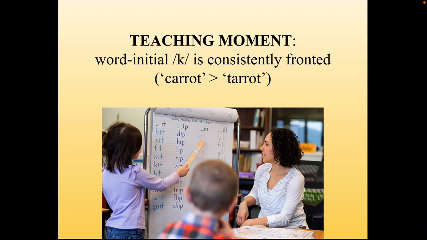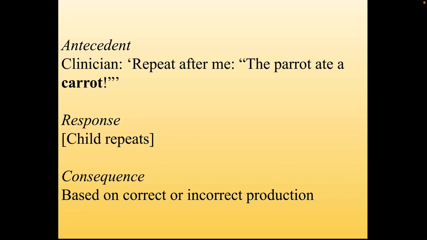Now for the teaching moment. Let's say, for example, that the word initial k is consistently fronted. So, for instance, in trying to pronounce carrot, the child says tarot. There are three parts to the teaching moment: antecedent, response, and consequence. A possible antecedent would be the clinician saying, "Repeat after me. The parrot ate a carrot." The target word here is carrot, and here the clinician would be aiding metaphonological awareness with the rhyme.